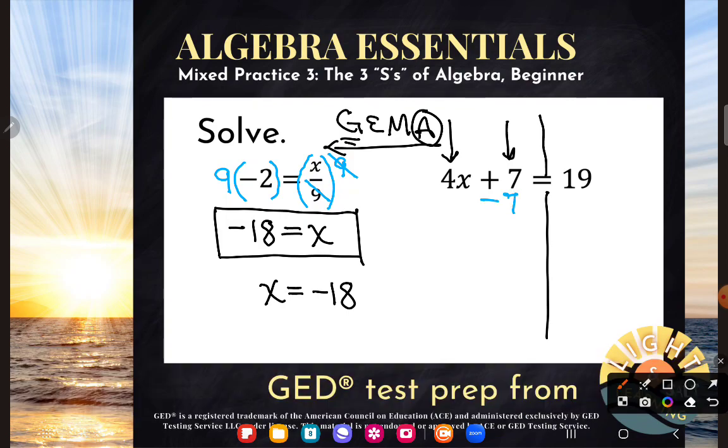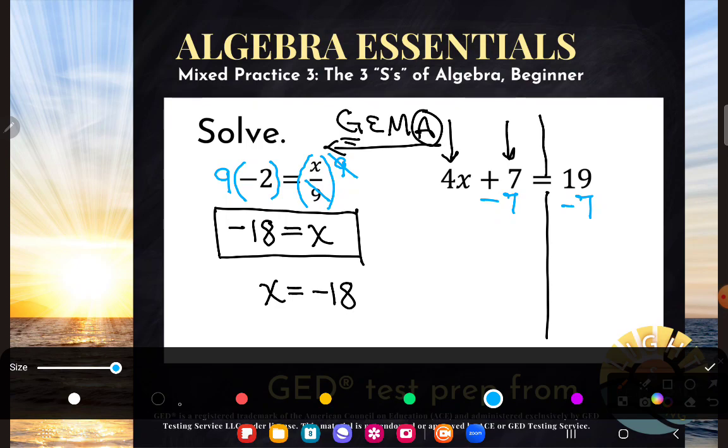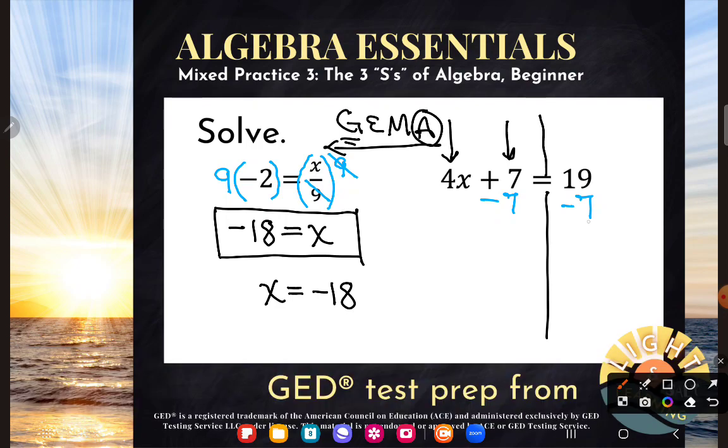Now, can I do that? Yes, you can be disobedient, as long as you keep both expressions equivalent. So make sure you jump across that equal sign, do the exact same thing. That's the only thing that makes that legal. Adding 7 and subtracting 7 are opposites. I've got a 4x left on this side. And that's going to be equivalent to 19 minus 7 is 12.